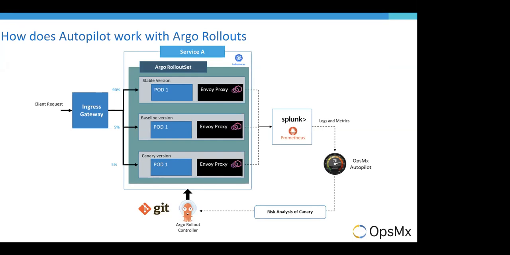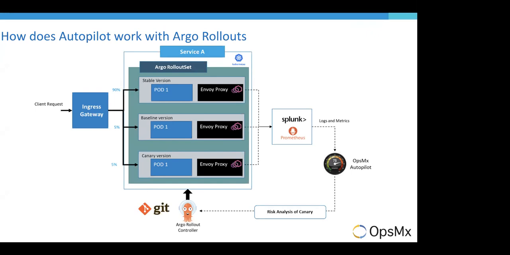The second method is where we do an apples to apples comparison. You would start a baseline version and a canary version at the same time. You would run them for a certain time. You would pass a small amount of traffic to both of them, like what is shown here actually. And then you gather all the metrics and logs.